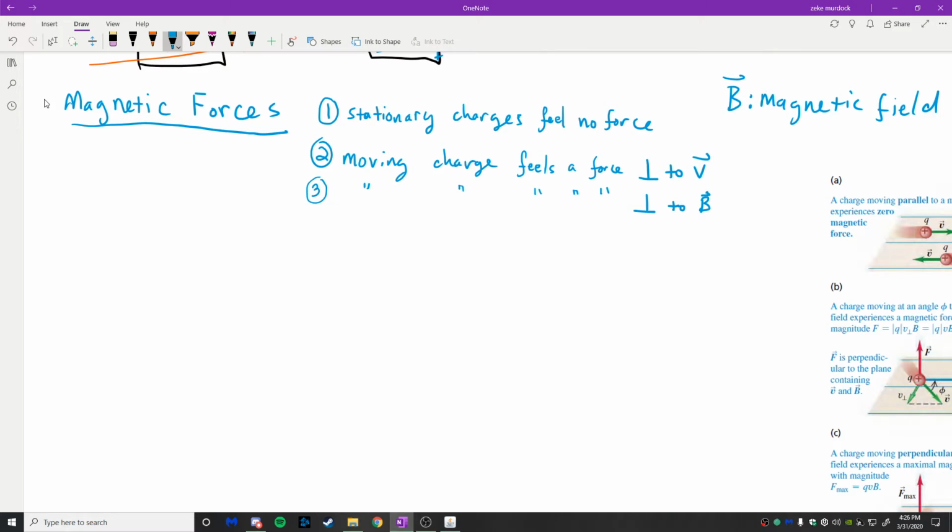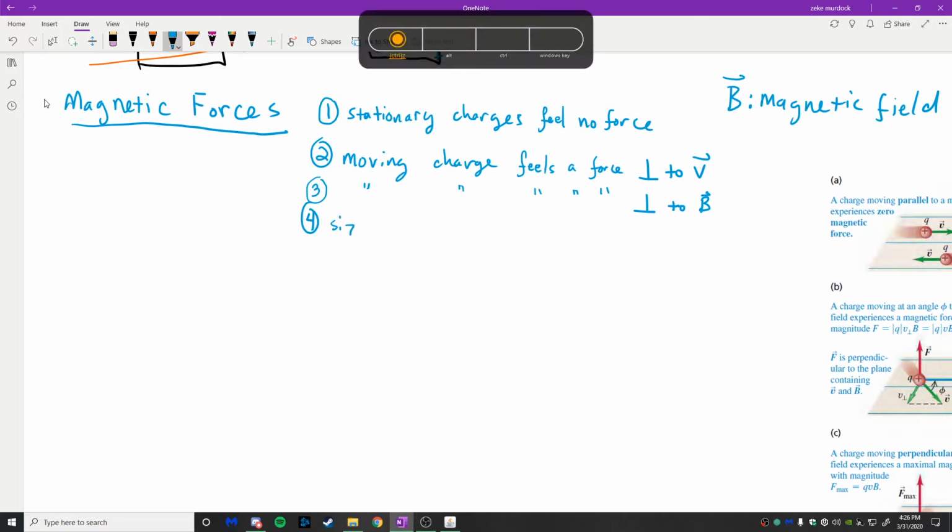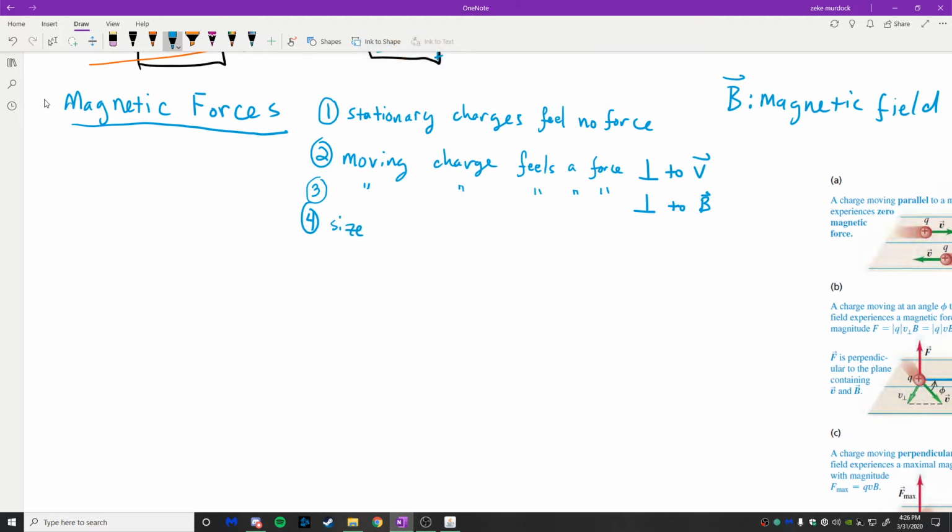So the force is perpendicular to the velocity and to the field, and the size, the magnitude of the force, is also proportional to all of these things. It's proportional to the charge, Q, proportional to the velocity, V, and proportional to the field, B.